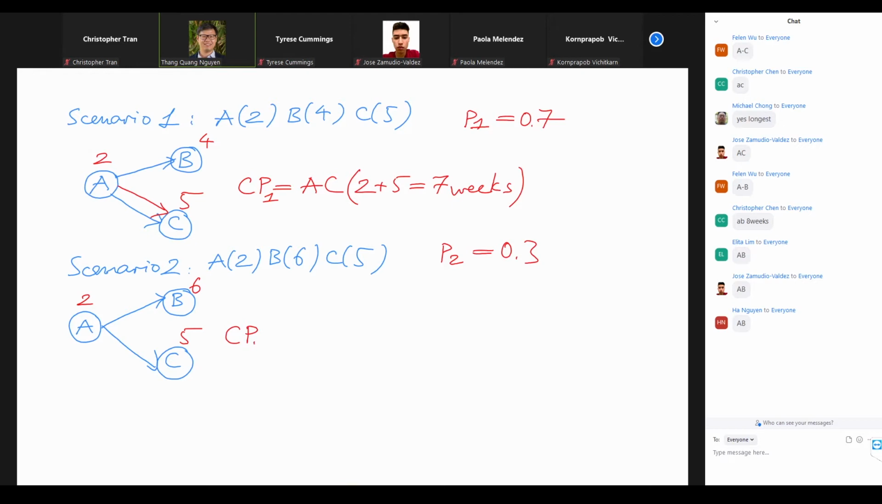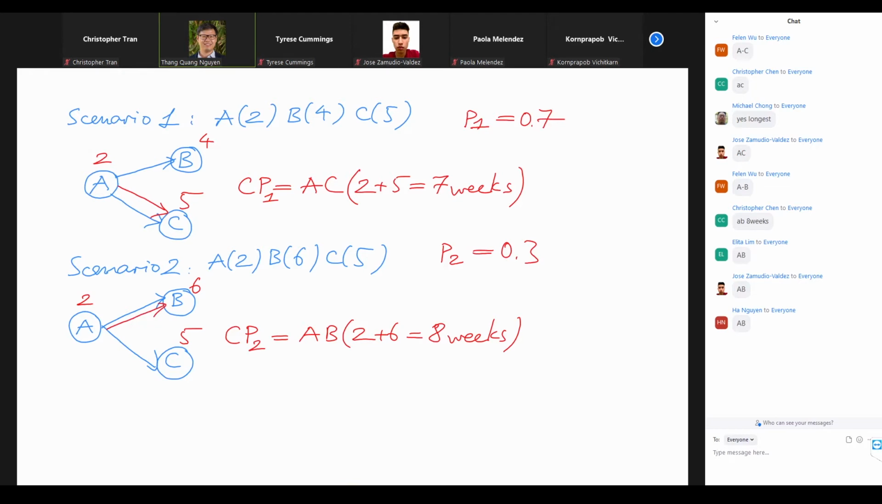the second scenario critical path, okay? The number 2 here is the critical path of the second scenario. It's going to be AB because it is a longer between the two possible pathways through the project. So AB is 2 plus 6 equals 8 weeks, right? So with time uncertainty, the critical path might switch among different pathways. So in this case, right, this is our critical path.